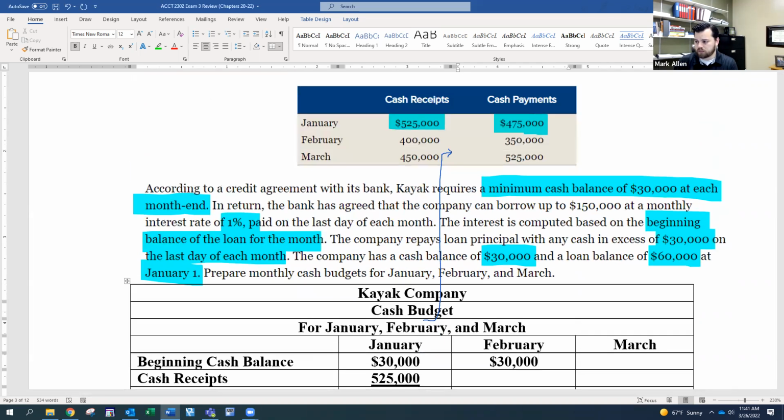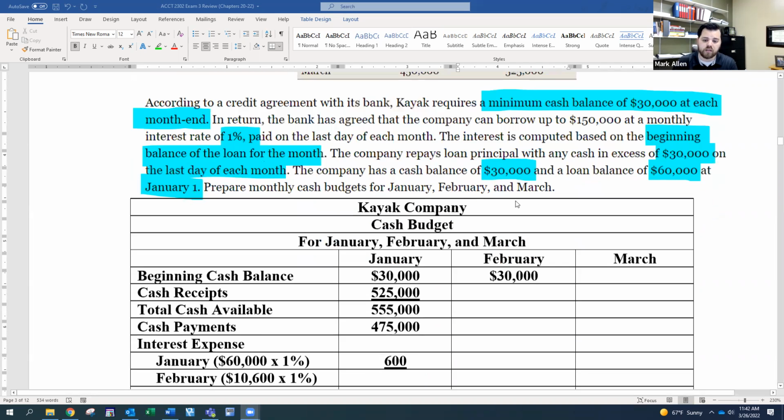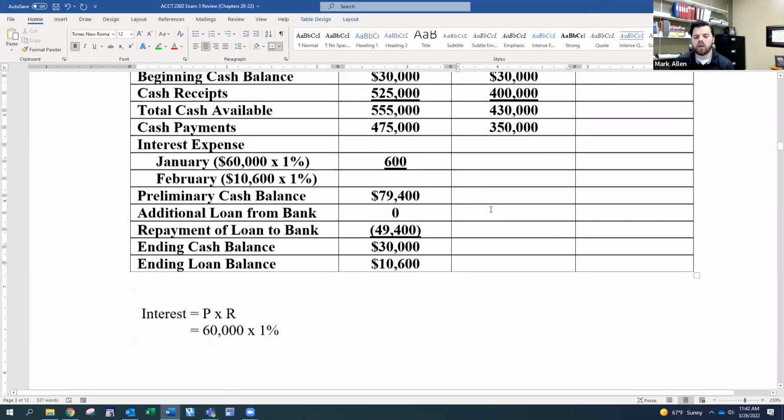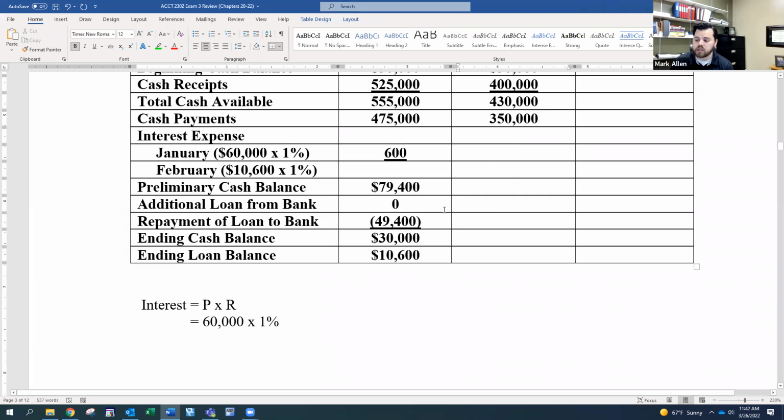Now we come up and we notice that our cash receipts and payments are given to us once again. So we'll go ahead, pull those in. That 400 gives us total cash available of 430 minus 350 in cash payments that we already expect. And now we're coming down to February. And remember, our loan payment is based on 1% of the previous month's ending balance or the beginning month's current balance, however you want to look at it.